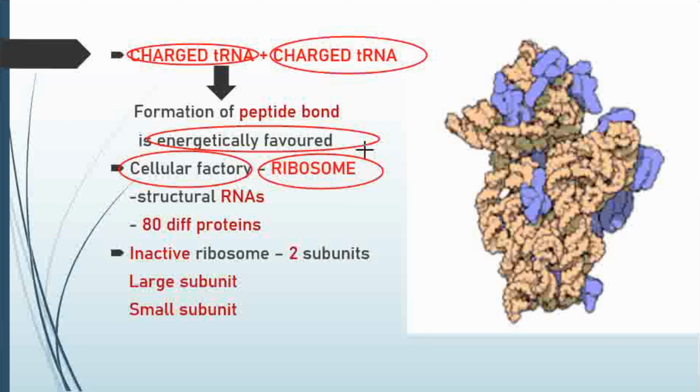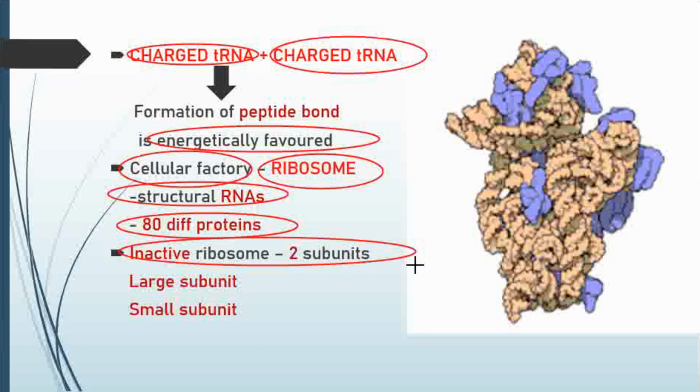So this is also an important molecule which is needed for this translation process. The ribosome is responsible for the synthesis of proteins, and the ribosome mainly consists of structural RNAs and about 80 different proteins. In the ribosome they have RNA and protein. So this you must not forget. Next, in the inactive condition, if a ribosome is inactive, it exists as two subunits.